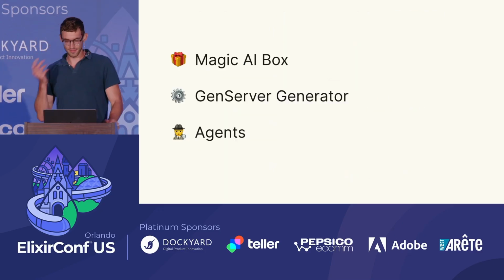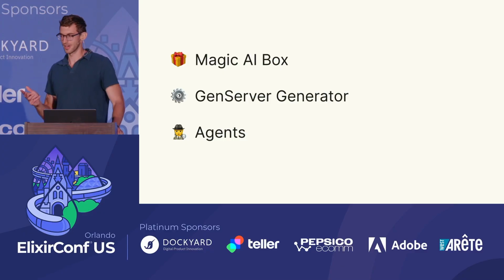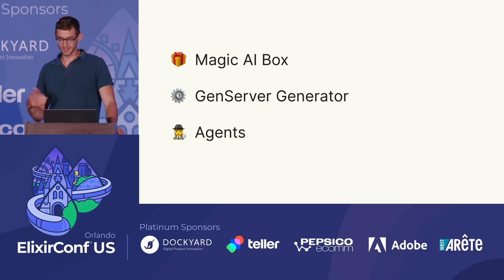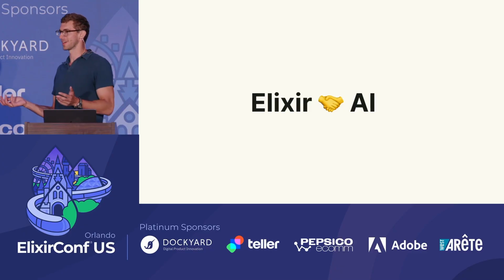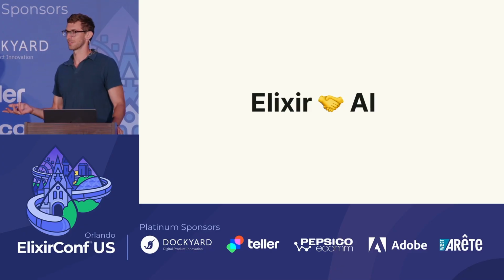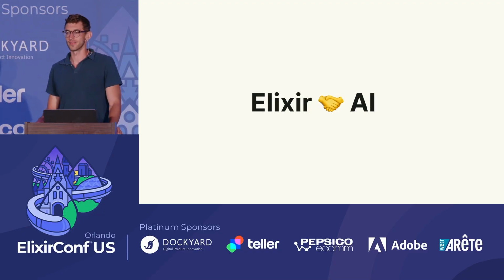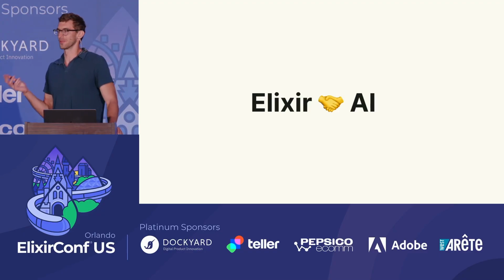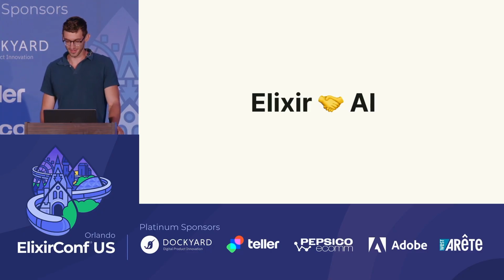So just to repeat again, we have these three patterns: the Magic AI Box, the Gen Server generator for generating data with an interactive sprinkle, and agents. Elixir primitives are great for AI, so hopefully this gets more people talking about the ways you can use Elixir and AI. And as Elixir developers, and LiveView developers too, we're really lucky in that all our primitives happen to line up well with this AI world.